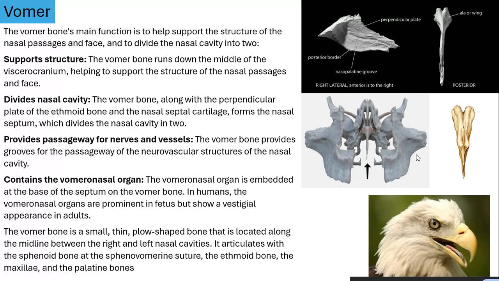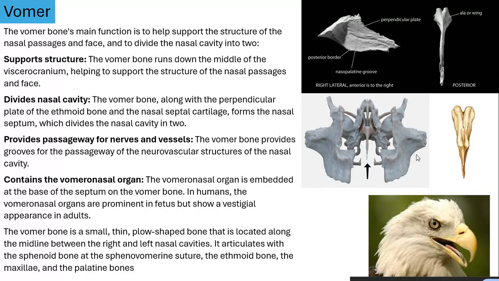The vomer bone's main function is to help support the structure of the nasal passages and face, and to divide the nasal cavity in two. The vomer bone runs down the middle of the visceral cranium. Divides nasal cavity: the vomer bone, along with the perpendicular plate of the ethmoid bone and the nasal septal cartilage, forms the nasal septum, which divides the nasal cavity in two. Provides passageway for nerves and vessels: the vomer bone provides grooves for the passageway of the neurovascular structures of the nasal cavity.